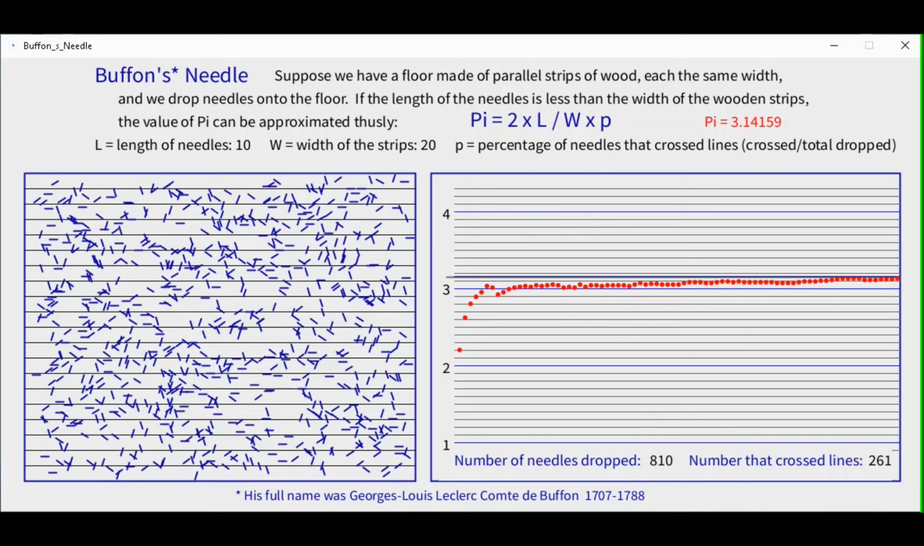So that's how it operates, and you'll notice that as the program runs, the approximation gets better and better. And every time it runs, we're going to have a different number of crossed lines because these are randomly placed, which means there's a stochastic element in the program.